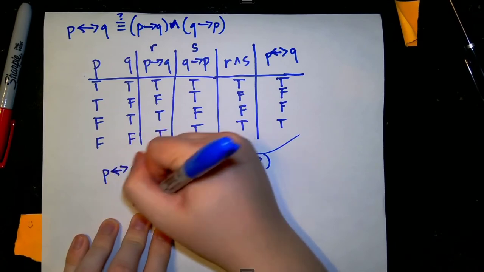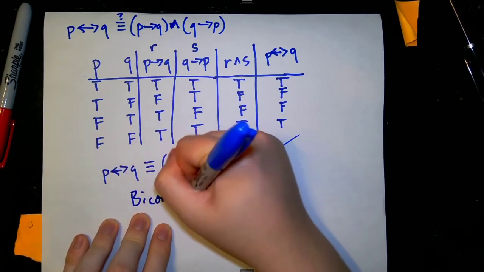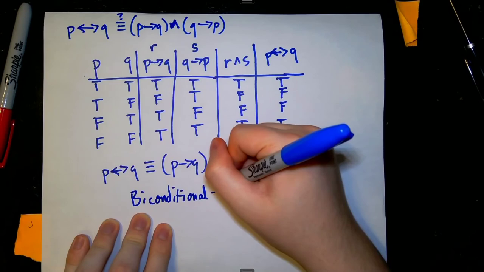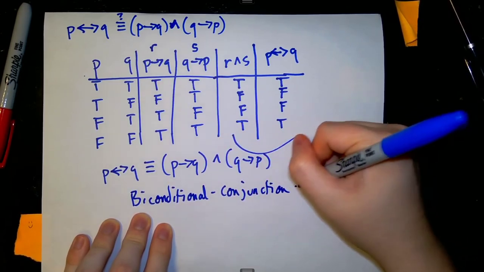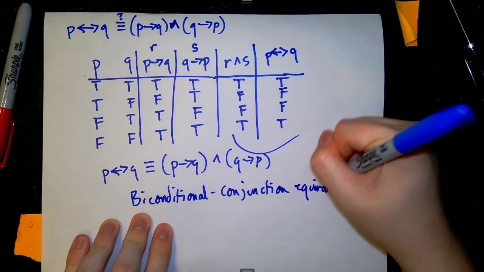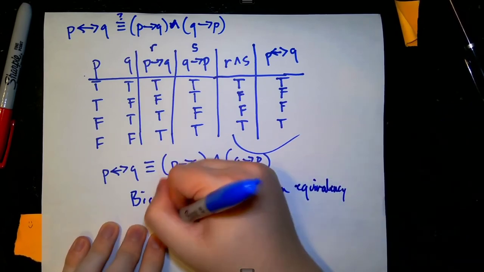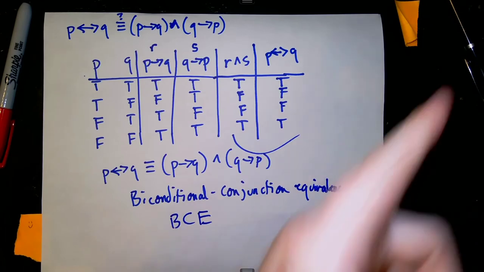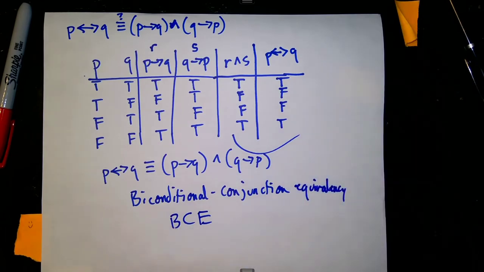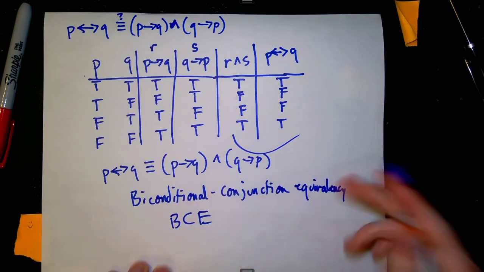We call it the biconditional conjunction equivalency, or BCE. And this is another one that I'll actually expect you to remember the name of. The BCE and the CDE will actually be on our midterm in a way. I'll show you how they'll show up in a sec. So I do want you to remember them for the midterm. Remember the name and what they mean.